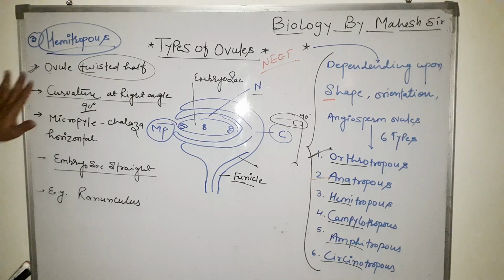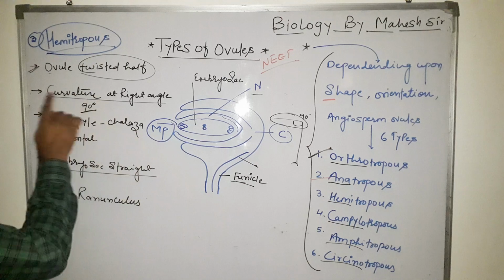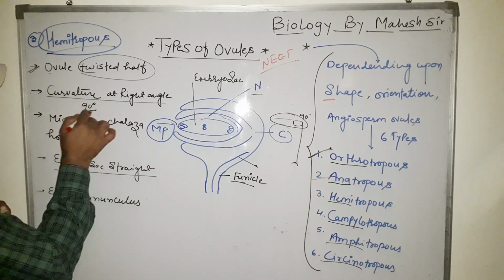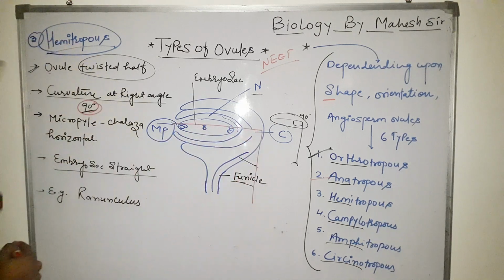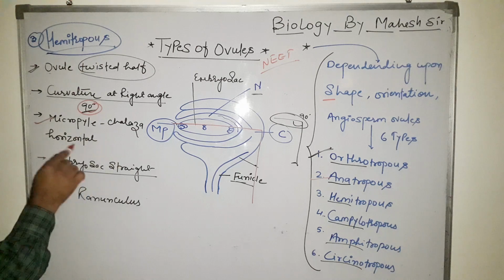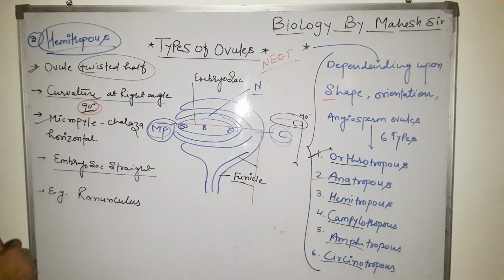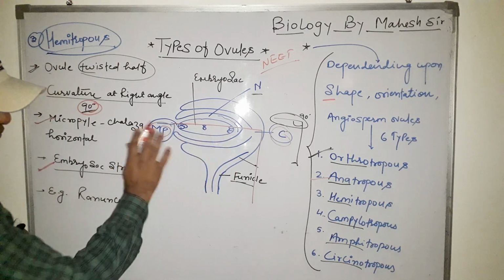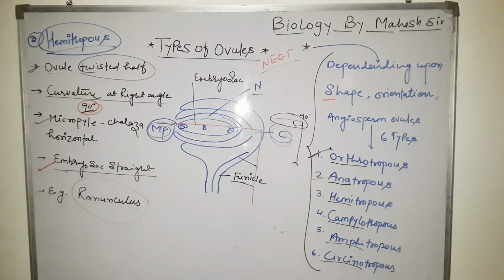Again, repeat: the ovule is half twisted, not completely twisted. Second, the curvature is at right angle, which is 90 degrees with the funicle. Next, the micropyle and chalaza are in the horizontal form. The embryo sac is straight, with no bending in the embryo sac. And the example is the Ranunculus family of angiosperm plants. So this is hemitropous.